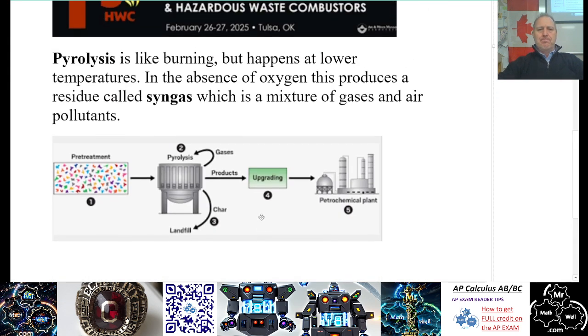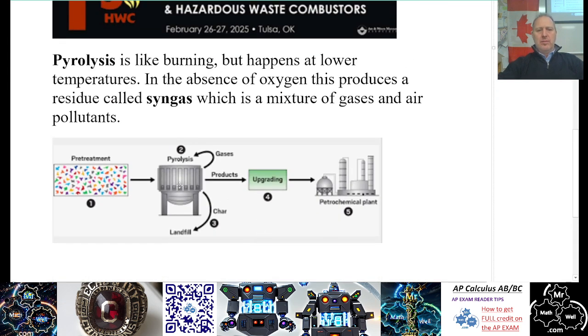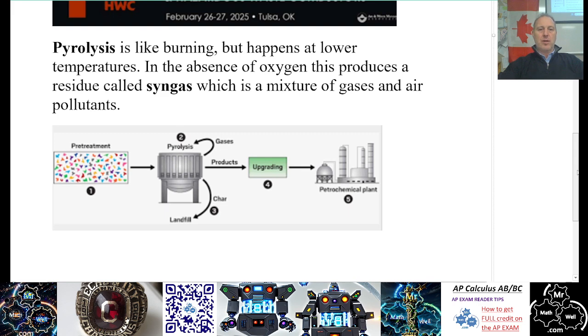So pyrolysis is kind of a low-level burn. A lot of the stuff goes to the landfill. Some of the products you have to upgrade further, and they can be used again or discarded safely. But it's still different than incineration, straight burning.